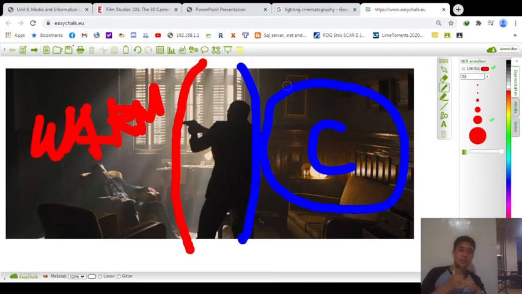So now the warm and the cold areas are used alternately. It depends on the scene. For example.